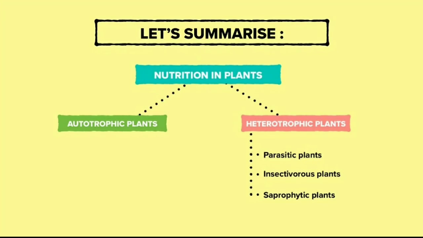So let's summarize what we have learned in this lesson today. Nutrition in plants is of two types: autotrophic plants and heterotrophic plants. And heterotrophic plants are further classified into parasitic plants, insectivorous plants, and saprophytic plants. Right?